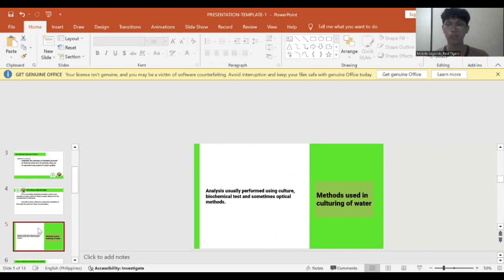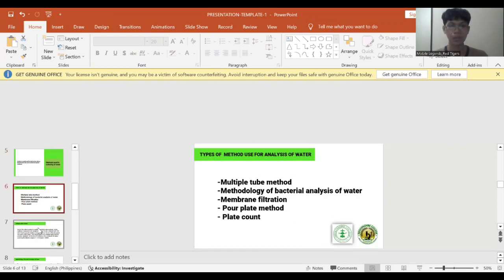You will not waste your time using unsuitable methods. So these are the methods used for analysis of water. The first one is the multiple tube method, the methodology of bacterial analysis of water, then membrane filtration, pour plate method, and plate count.